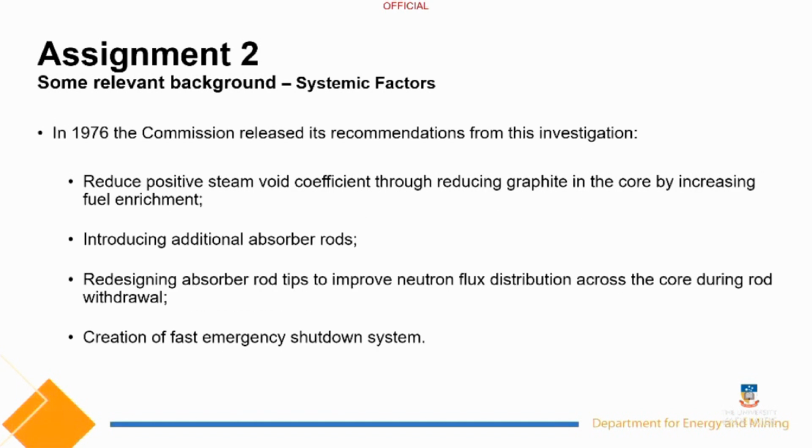In 1976, the Commission released its recommendations from this investigation: reduce the positive void coefficient by reducing graphite in the core and increasing fuel enrichment. Less graphite in your core, you can start using more water cooling and more higher enriched fuel. Introduce additional absorber rods, redesign the absorber rods to improve neutron flux distribution across the core, including during rod withdrawal, and create a faster emergency shutdown system. In other words, when they press the button, these rods can go into place faster and quicker.